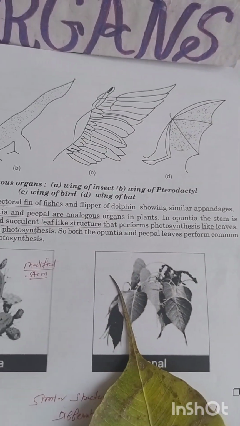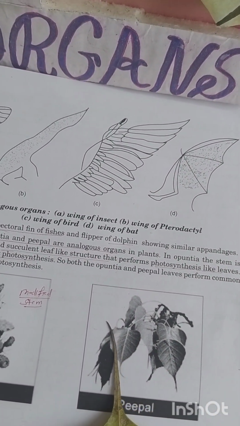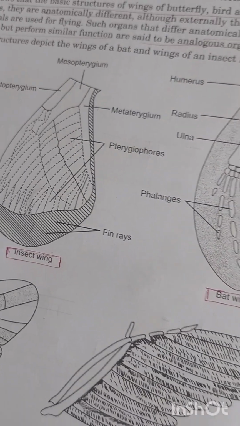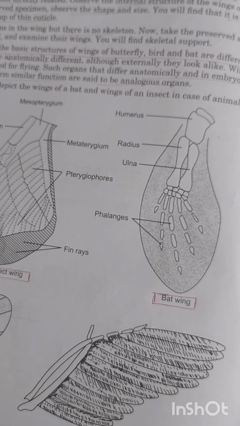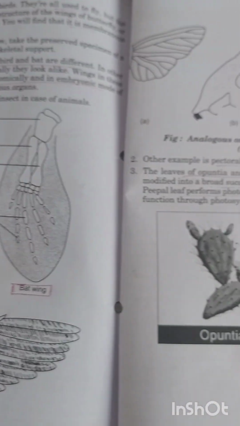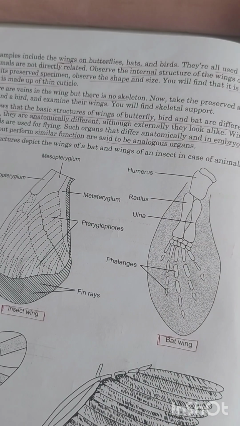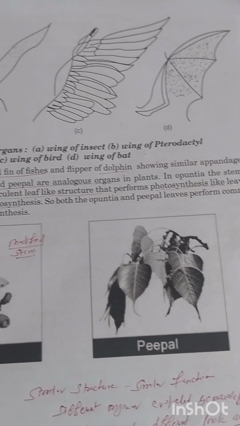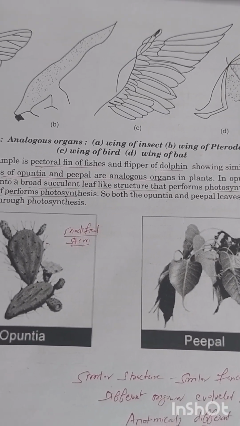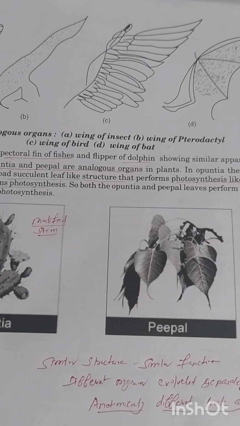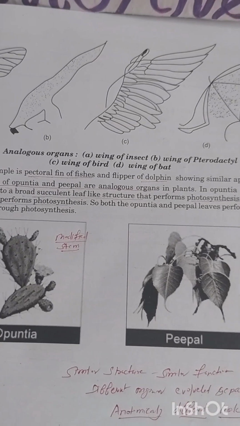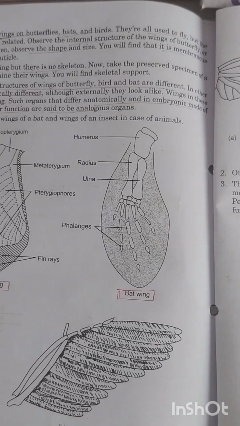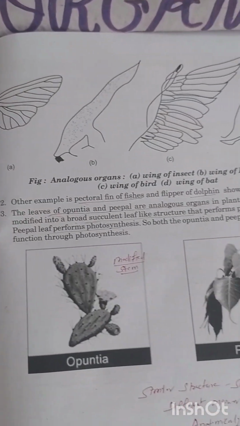So these are very good examples of analogous organs, not homologous. Analogous means similar structure and similar function. You can take the example of wings of insect and wings of bird, which are used for flying. Here also opuntia and peepal are used for photosynthesis, but these have different origins, so they have evolved separately. Anatomically these are different but look alike. So these are analogous organs. Now you can differentiate between homologous organs and analogous organs.